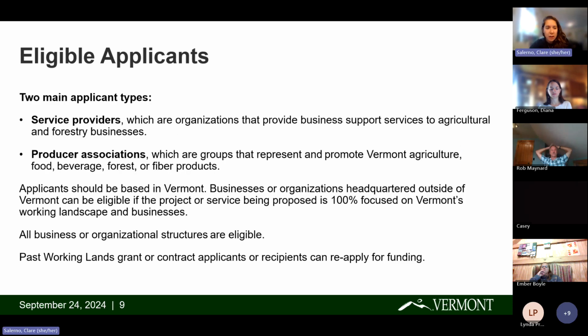The eligible applicants for this grant are specifically service providers, which are organizations that provide business support services to agricultural and forest businesses, and producer associations, which are groups that represent and promote Vermont agriculture, food, beverage, forest, or fiber products. So again, this grant is not specifically for a single farm business or a single sawmill or other food business.